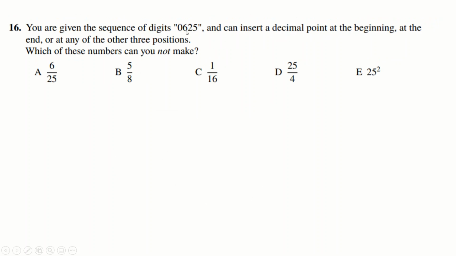You're given a sequence of digits like this, and you can insert a decimal point at the beginning, at the end, or any of the other three. So here, here, here, here, or there. Which of these can you not make? So let's just go through these. Let's put it right at the start first.